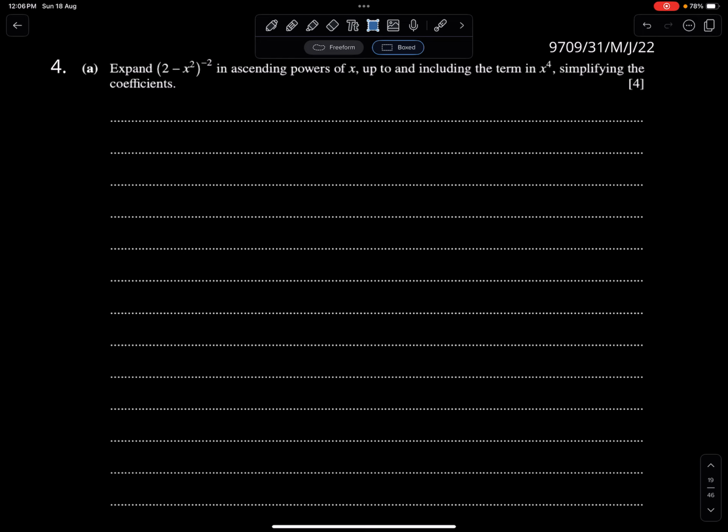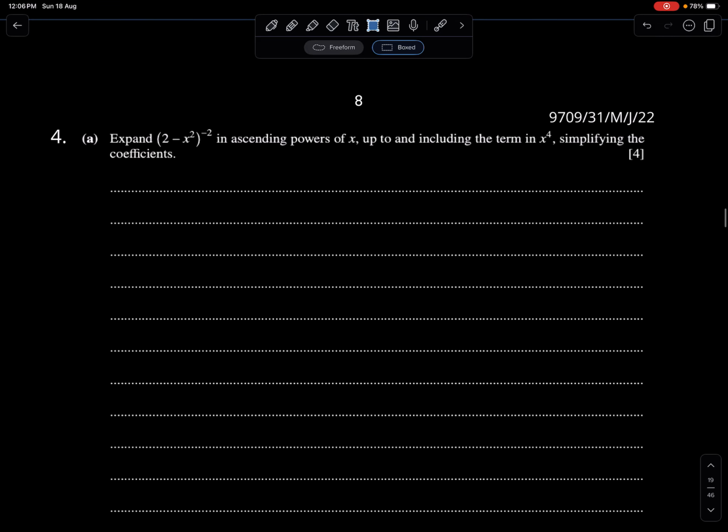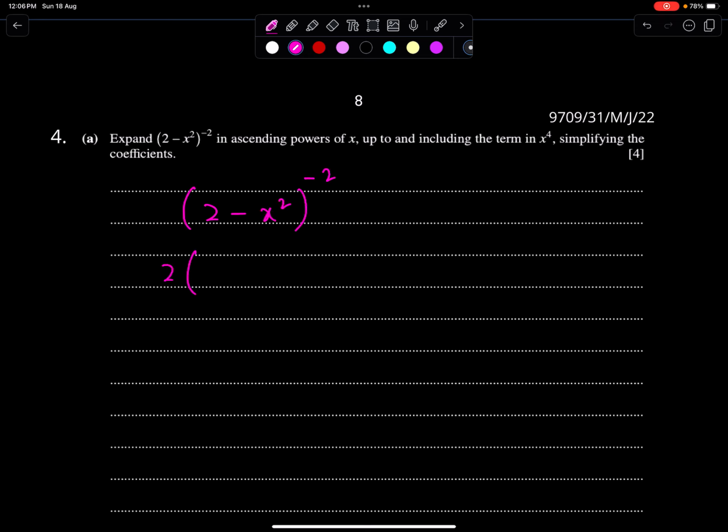Another question, and this is the last question of this lecture and of this topic. So we need values of x for which the expansion is valid. First we have to make the first term 1. So 2 minus x square whole power minus 2. Now take 2 common. So we have 1 minus x square upon 2 whole power minus 2. Now this will become 2 power minus 2. 1 minus x square upon 2 whole power minus 2.